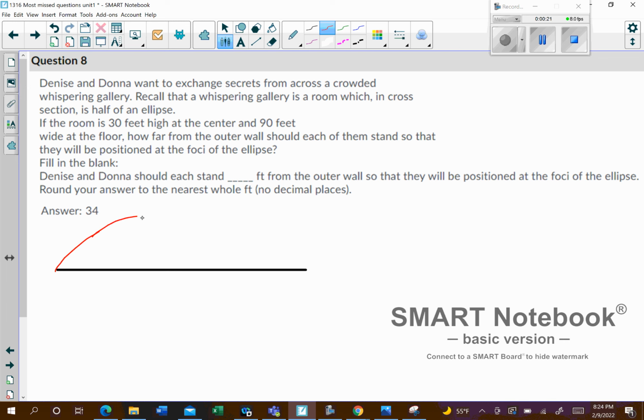So we're kind of going up. Doing the best I can. Here we go, something like that. And so our height is going to be 30 feet high from the center. So we're going to want to start the origin right here. So up there, that's where the 30 feet is. And if it's 90 feet going across, that means it's going to be 45 in each direction.